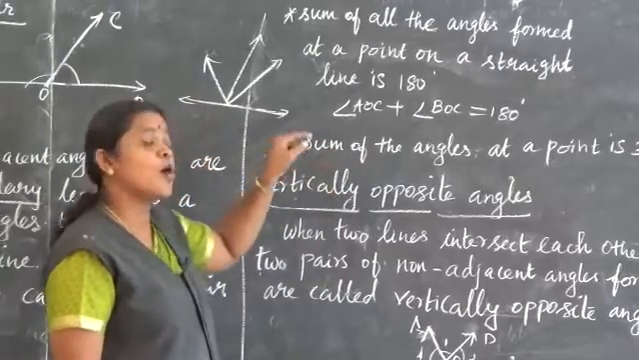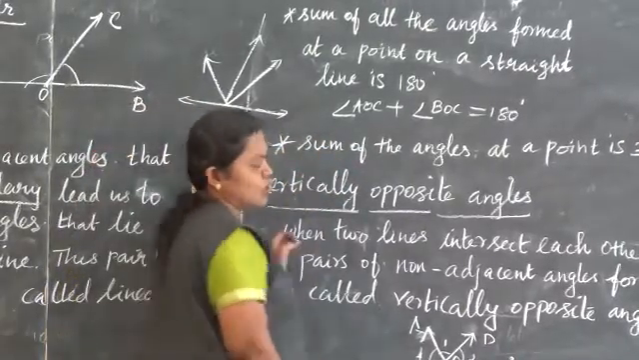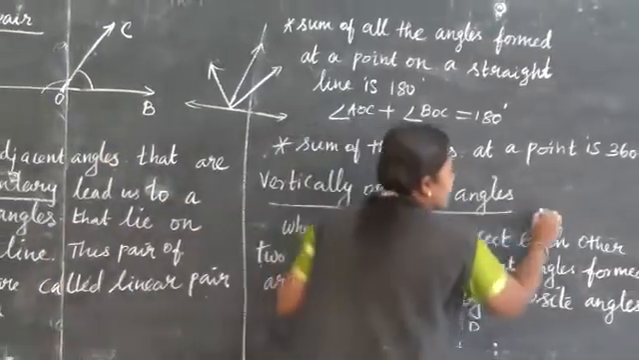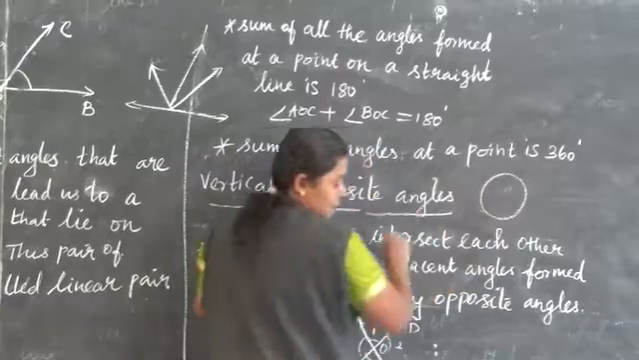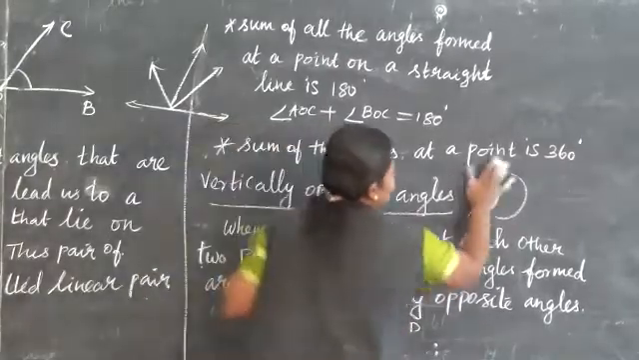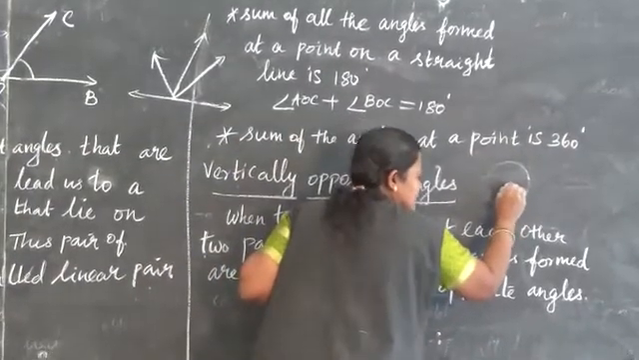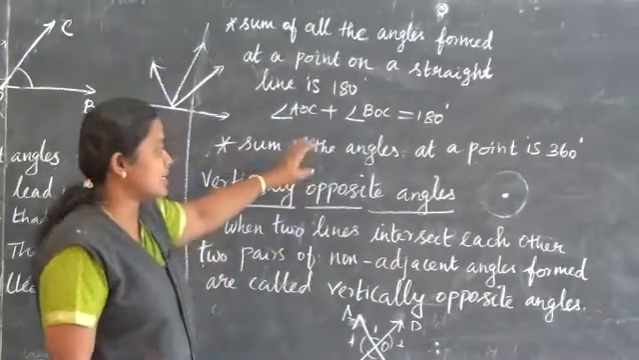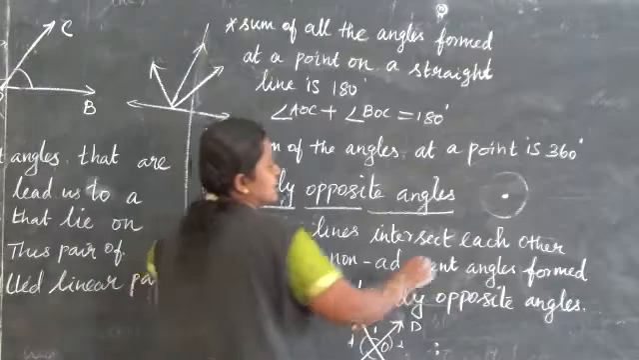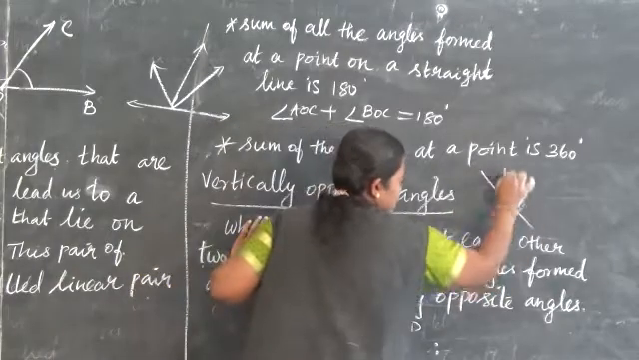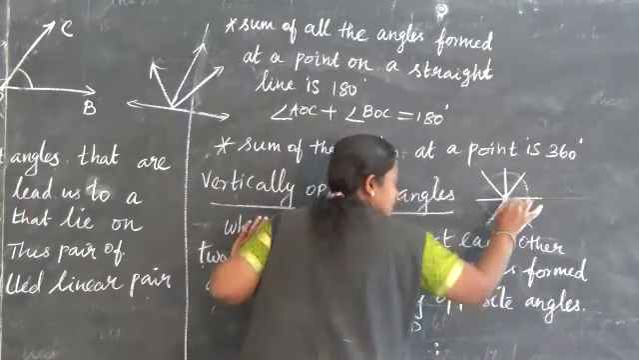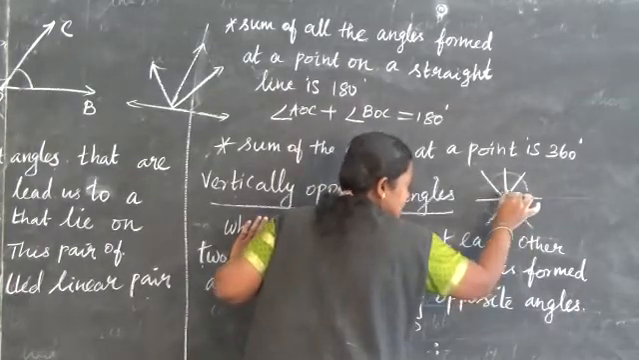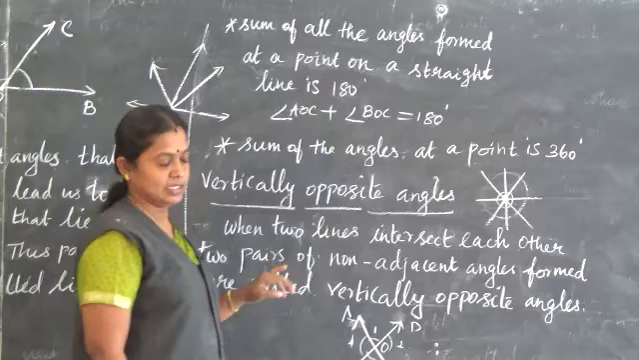Now the sum of the angles at a point, I am telling you one more special property also. The sum of the angles at a point is 360 degrees. You know what 360 degrees is? It is a complete angle. This is a complete angle. The circle angle also. If it is around a point, that is 360 degrees. The sum of the angles at a point is 360 degrees. Suppose many angles are there, all the angles meeting at a point O. The sum is 360 degrees.